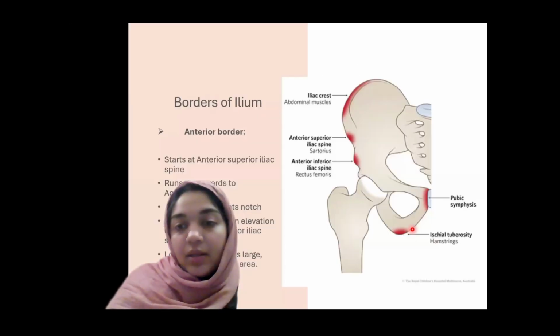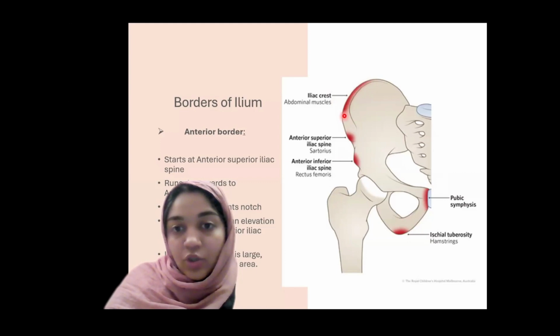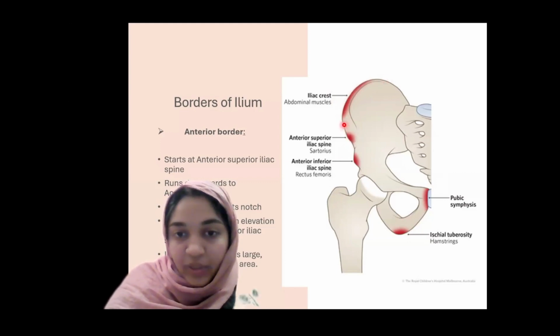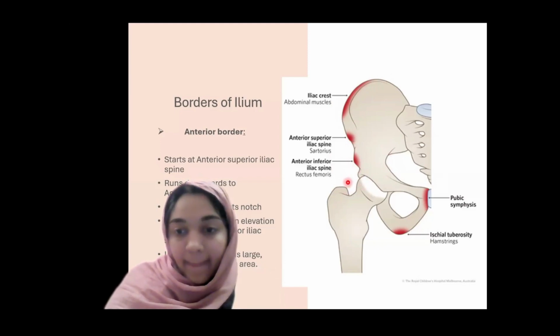Okay. If you can appreciate the bone, it will be easy for you to understand, but it's really shown very well on this image. So this is the iliac crest, this is the anterior superior iliac spine, then this is the anterior inferior iliac spine, and this is the triangular rough area it was talking about, right?